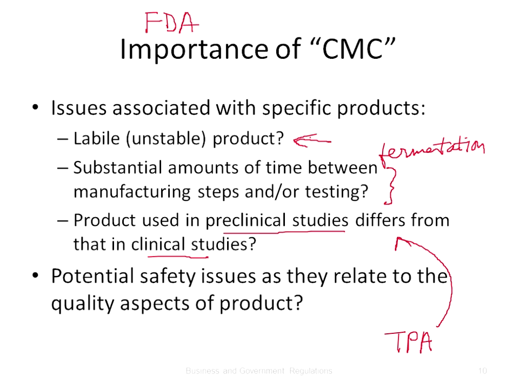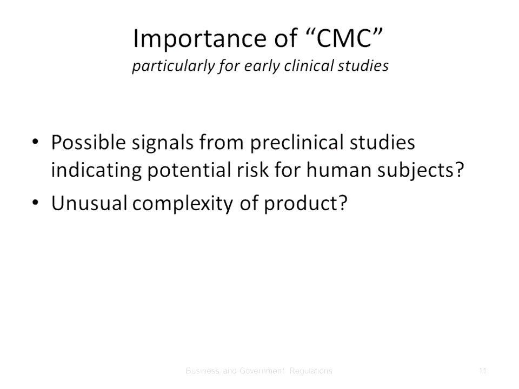Are there potential safety issues as they relate to the quality aspects of the product? For example, is there a potential of BSE being included? Are there viral contaminants in there? More questions. So the type of product or the product class might affect the type of information that you need to assess safety.